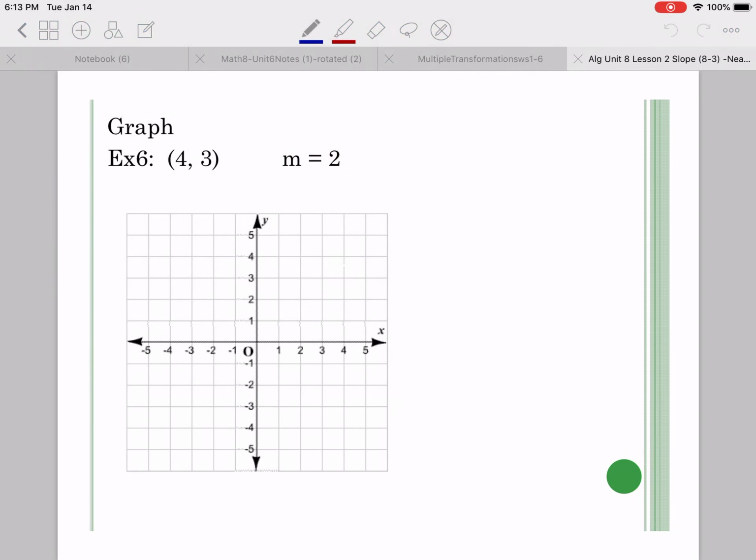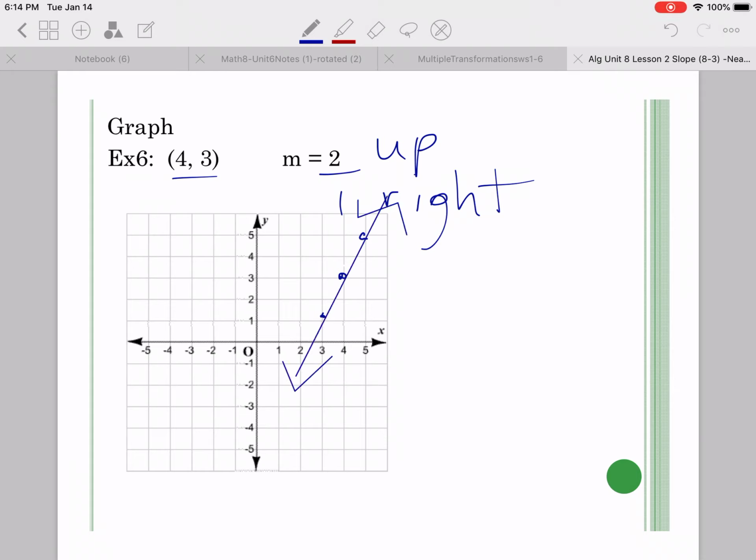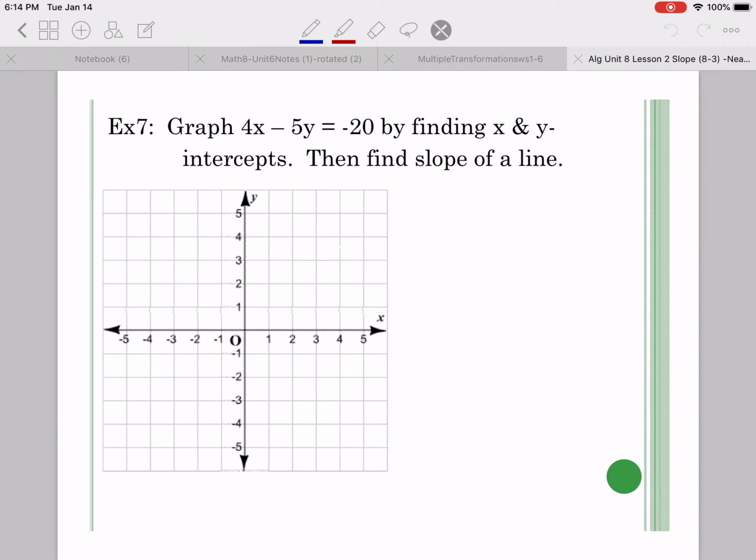All right, example 6, same kind of deal. Let's start at 4, 3. And then a slope here of 2. Remember, an integer can always be written over 1. So basically that means 2 up and 1 to the right. So we're going to go 2 up and 1 to the right. And that should go something like that. And then just double checking, positive slope, positive uphill line. We're good to go there. All right, I believe this is the last example here.